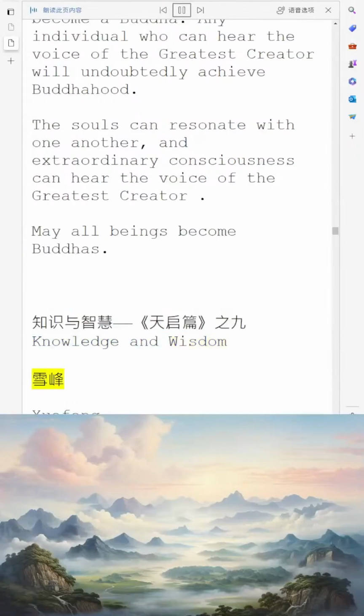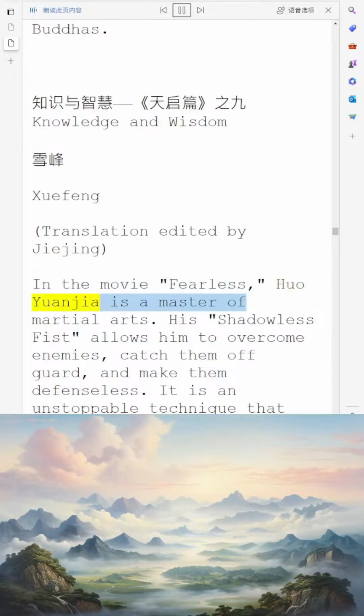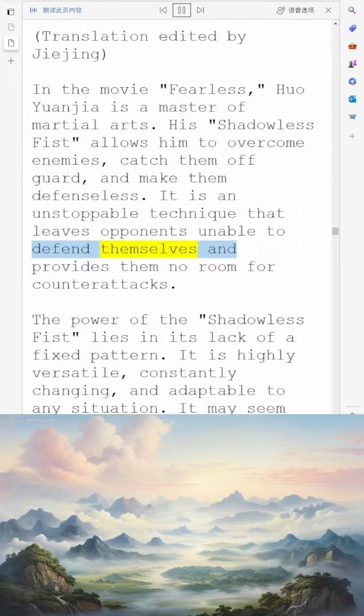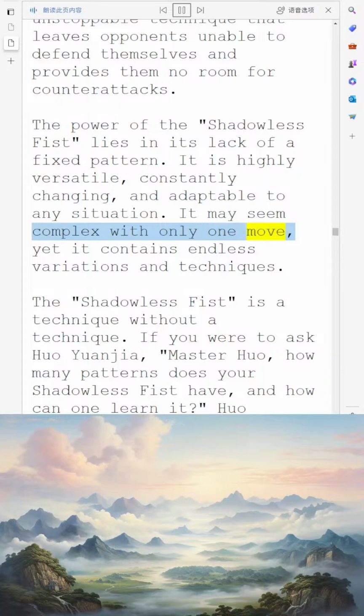Knowledge and wisdom. In the movie Fearless, Huo Yuanjia is a master of martial arts. His shadowless fist allows him to overcome enemies, catch them off guard, and make them defenseless. It is an unstoppable technique that leaves opponents unable to defend themselves and provides them no room for counterattacks. The power of the shadowless fist lies in its lack of a fixed pattern. It is highly versatile, constantly changing, and adaptable to any situation. It may seem complex with only one move, yet it contains endless variations and techniques. The shadowless fist is a technique without a technique.